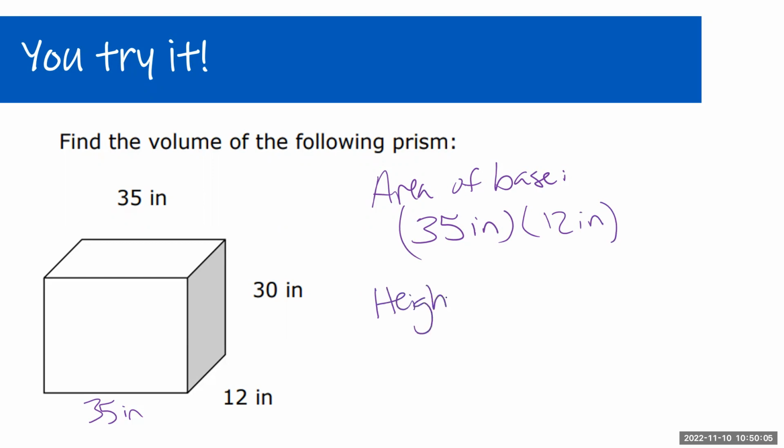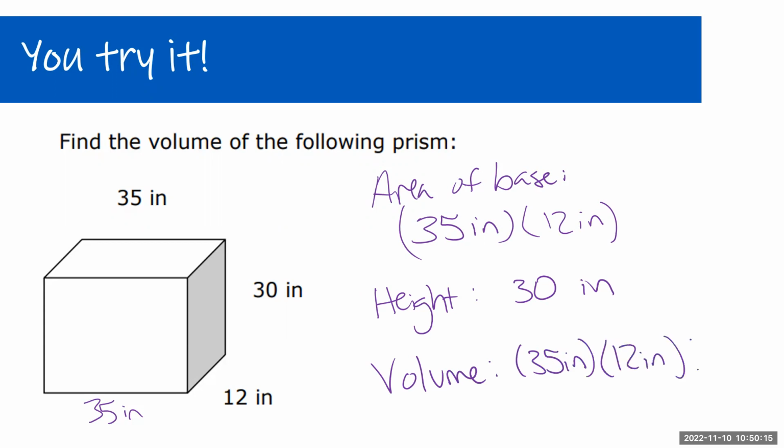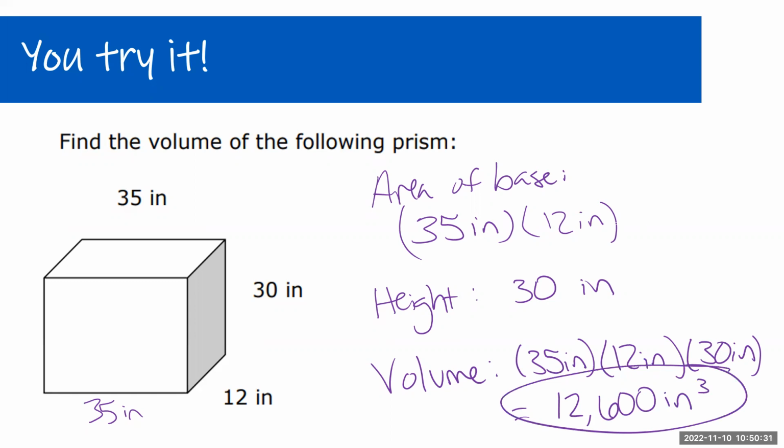And the vertical height is going to be 30 inches. So our volume is going to be 35 times 12 times 30, which if we punch into a calculator is going to give us 12,600 inches cubed. Okay. Now, some of you might work this one out first and then multiply it by 30. Remember, that's fine. You can do it all together. You can separate them. Multiplication doesn't really matter. Just make sure that you can get that final answer.